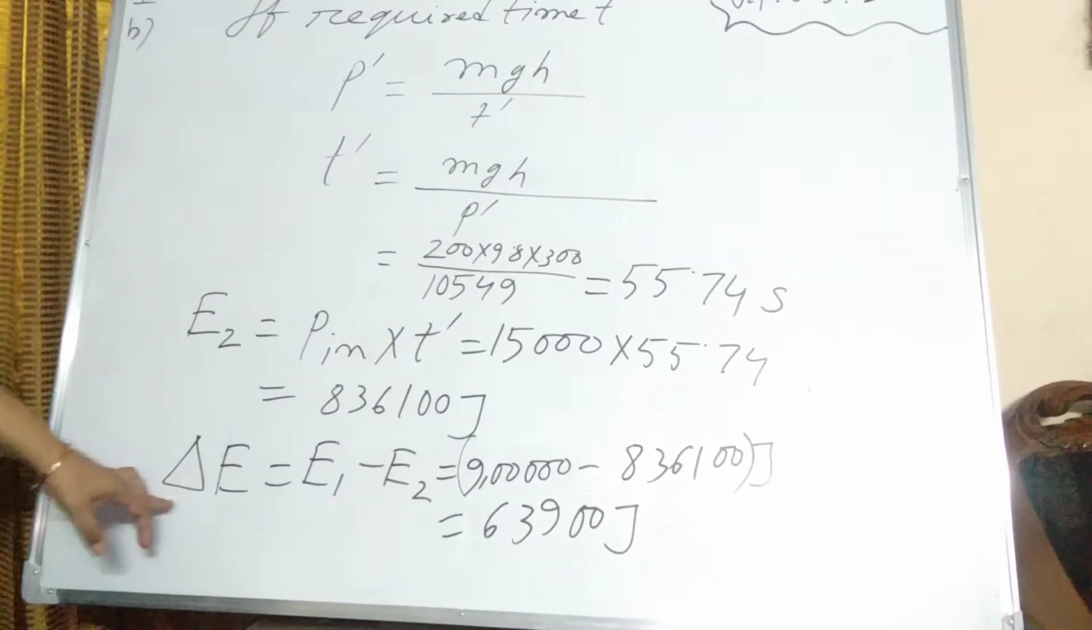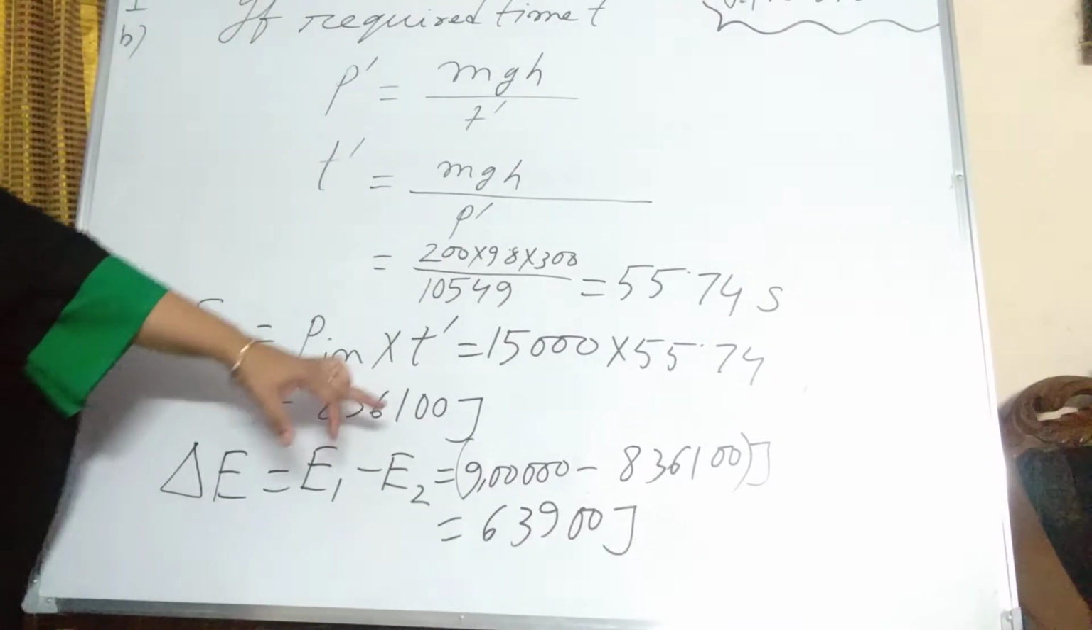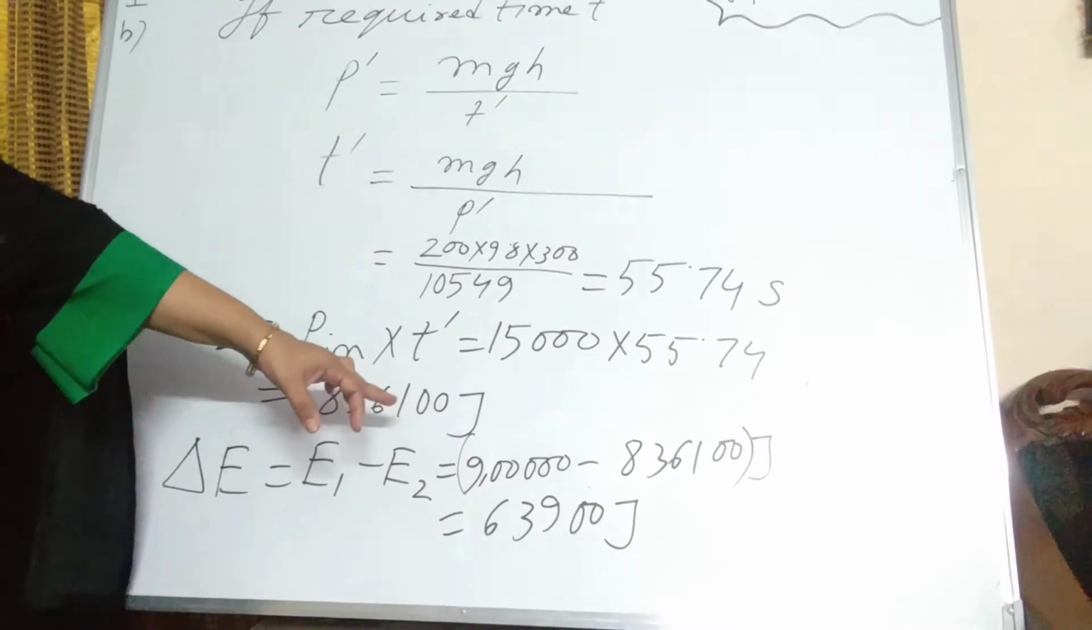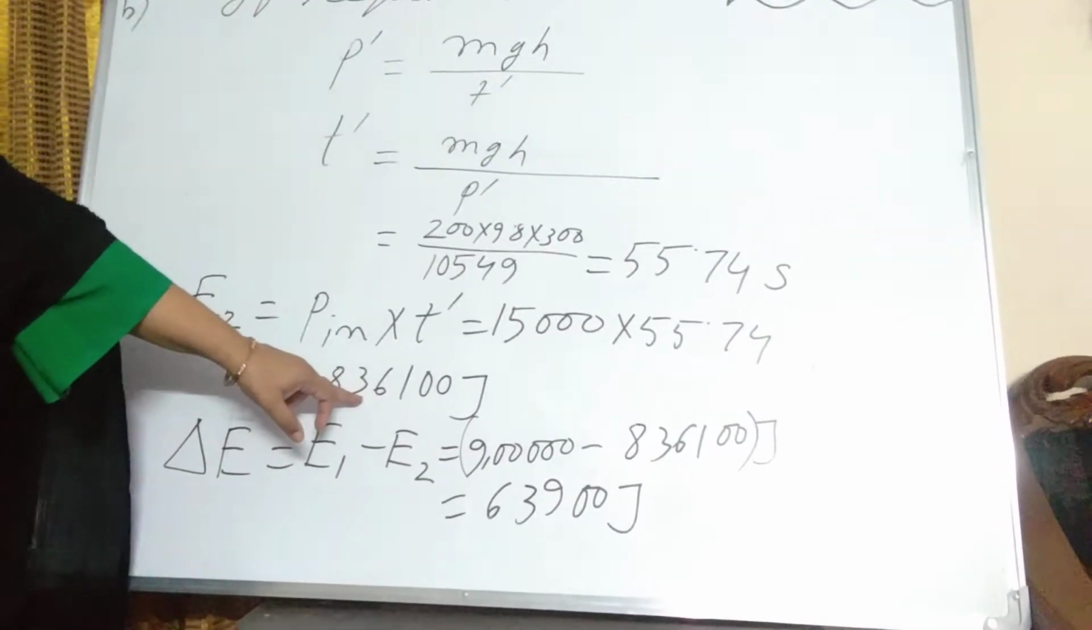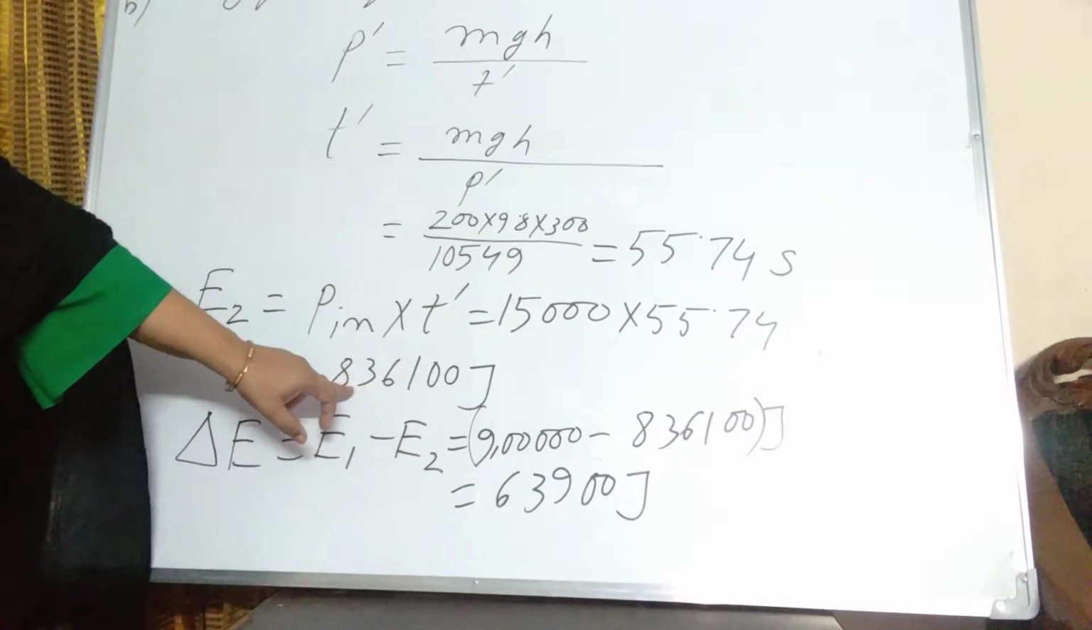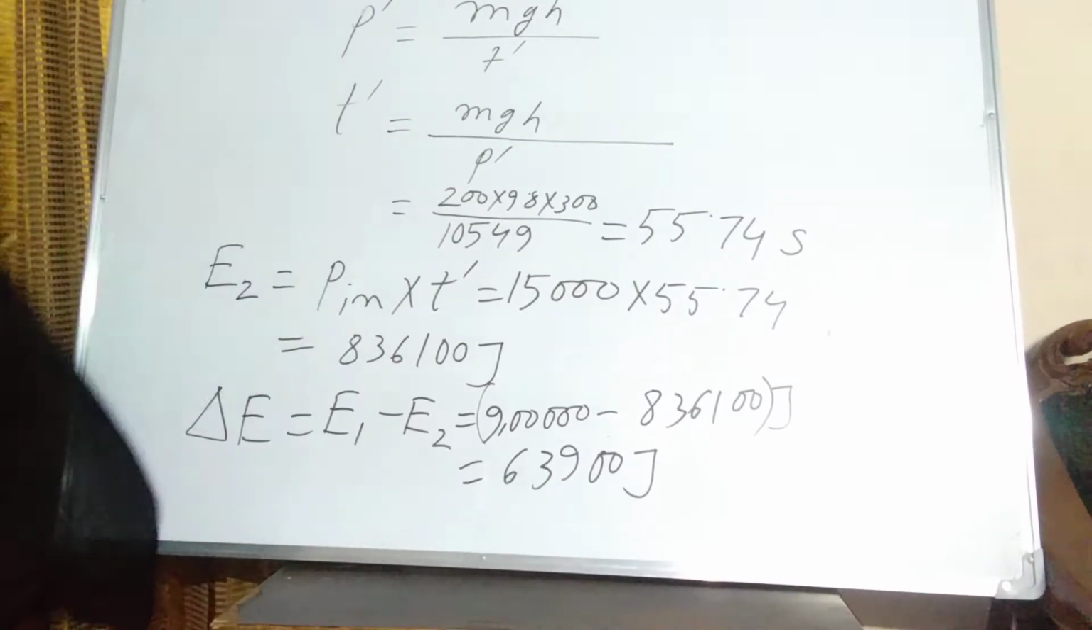Now we have to find out the change of spent energy. So delta E equal to E1 minus E2. Previously we got 9 lakh joule, and now 8,36,100 joule.